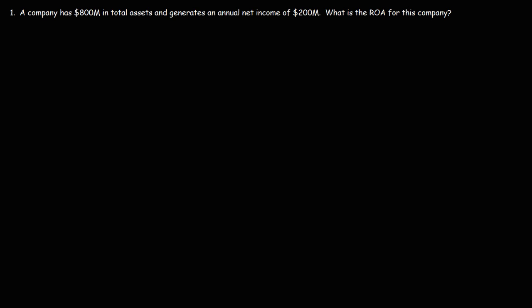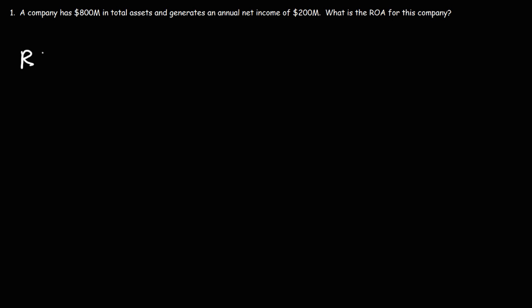In this video, we're going to talk about how to calculate the ROA and the ROE. The ROA is the return on assets, whereas the ROE is the return on equity. So let's work on this example problem. A company has $800 million in total assets and generates an annual net income of $200 million. What is the ROA, or the return on assets, for this company?